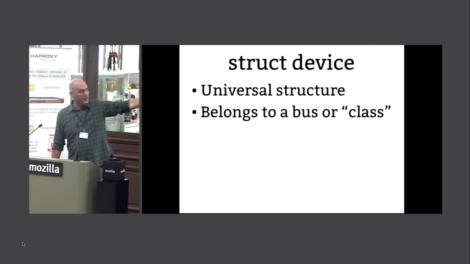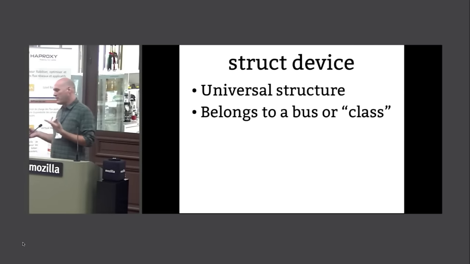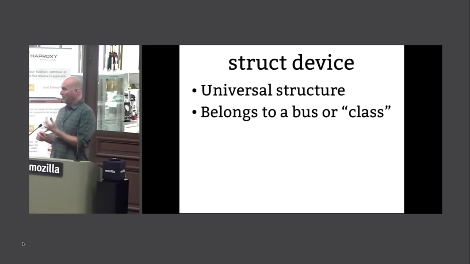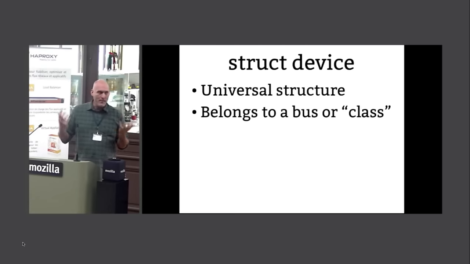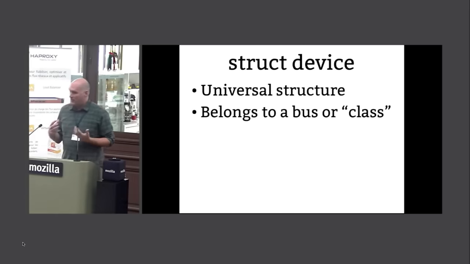Again, struct device, universal structure. Everybody has this. What we took, a lot of devices had the same thing. Like a lot of devices cared about the DMA memory pointers. They had platform data. They had pointers to where the firmware information was. They had a name. They had all the stuff. IOMMU information. We sucked that all together into one structure. Everybody shares this. We pass it around the kernel. Buses and classes use this.